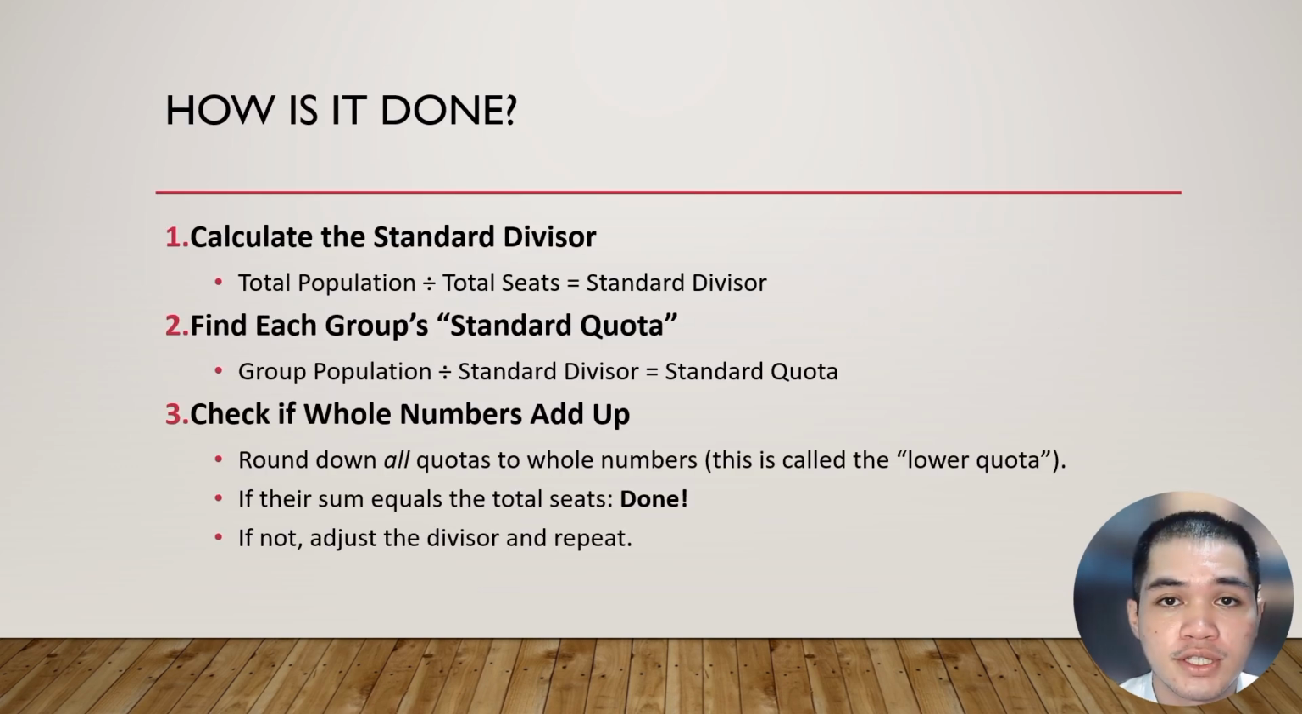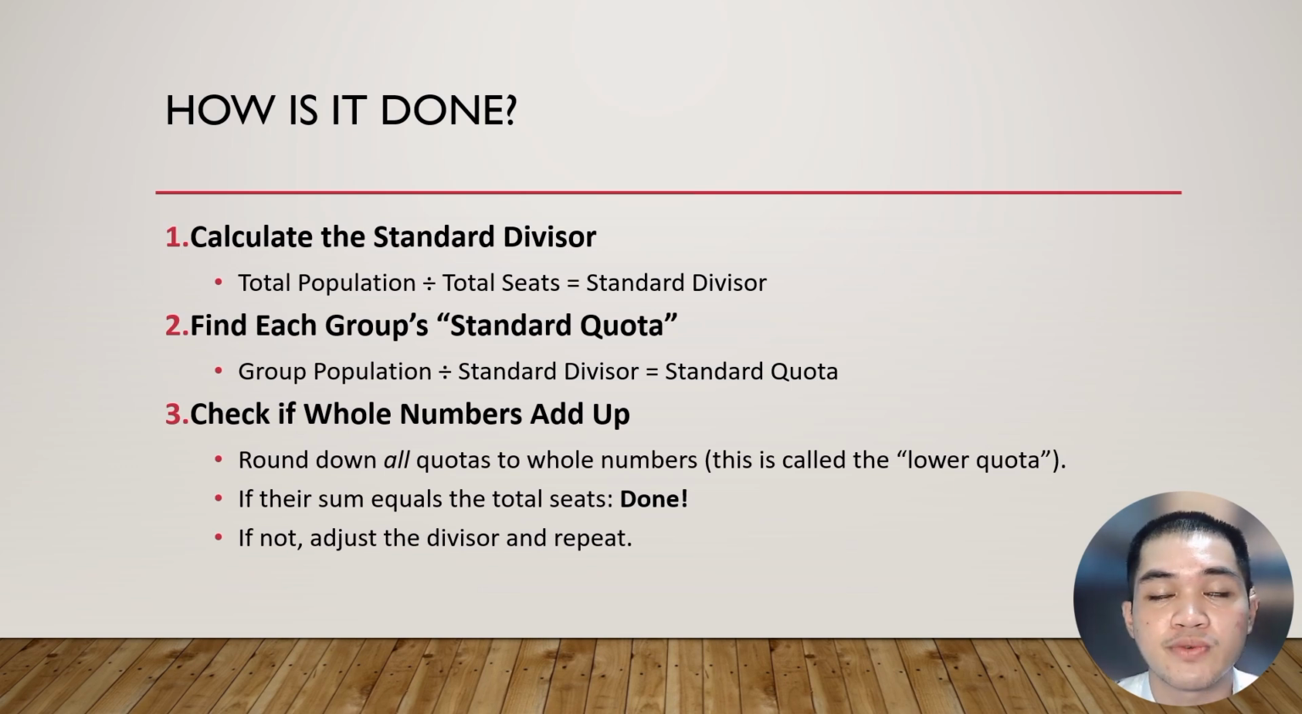The goal of Jefferson's method is to allocate seats proportionally based on population, while ensuring that the total number of seats adds up to the target number. To do this, we start by calculating a standard divisor, which is the total population divided by the total number of seats. This divisor helps us determine how many seats each group should get based on its population. However, since we can't have fractions of seats, we round down each group's quota to the nearest whole number.